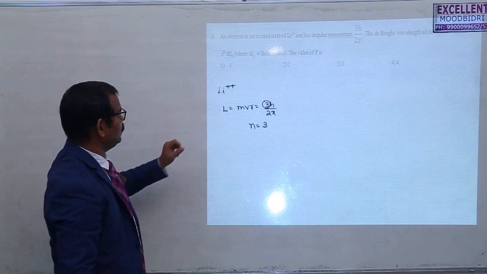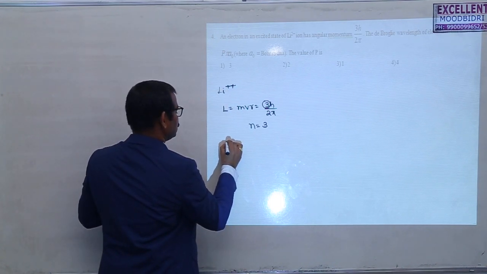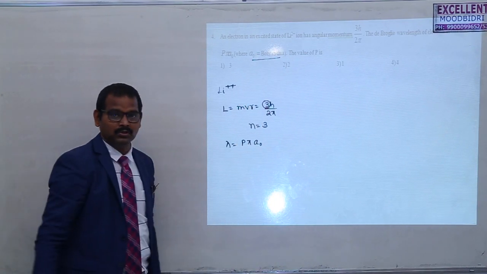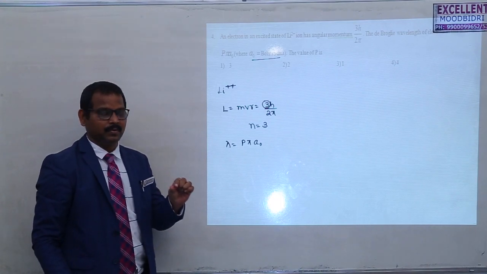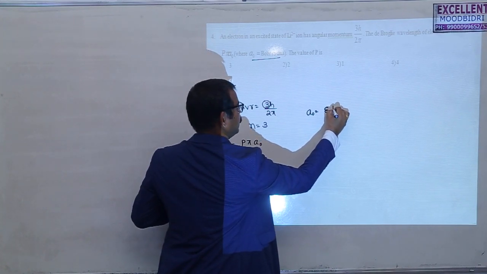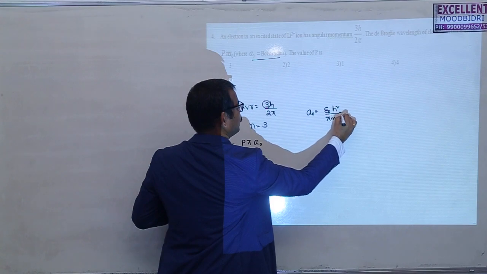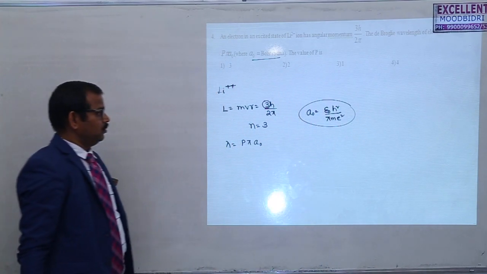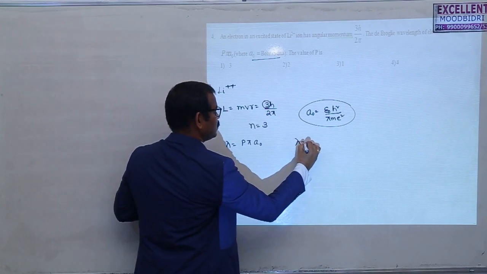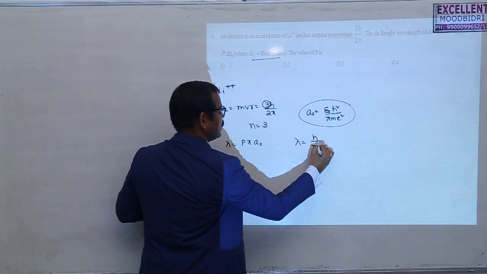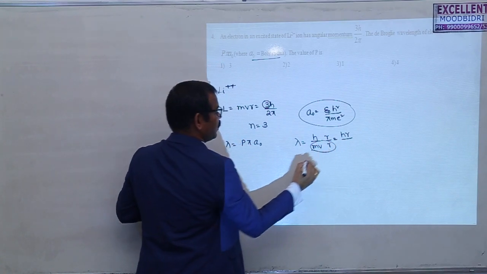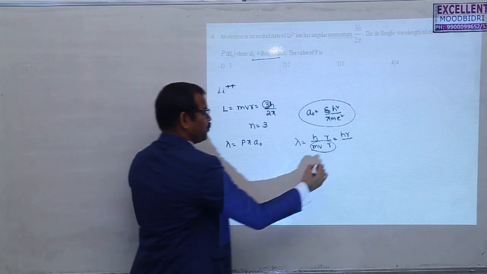Now the de Broglie wavelength of the electron is given in terms of pi a naught, where a naught is the Bohr's radius, that is the radius of the first orbit of hydrogen atom. We know that a naught is equal to epsilon naught h square by pi m e square. This is the Bohr's radius. Now I want to find the de Broglie wavelength here. De Broglie wavelength is lambda equal to h by mv. Multiply with r in numerator and denominator, you will get hr by mvr. But we know that mvr is equal to 3h by 2 pi.